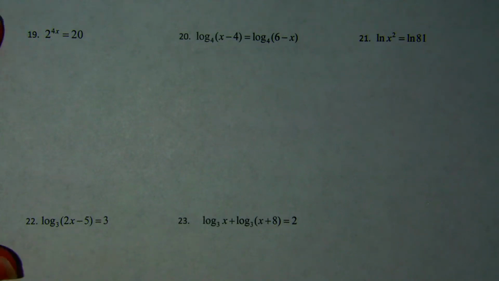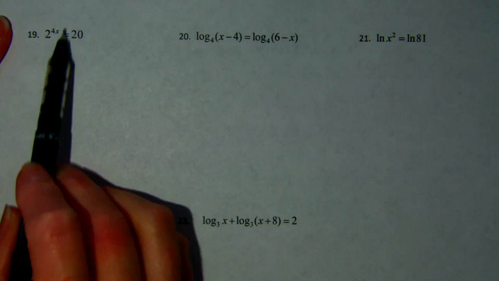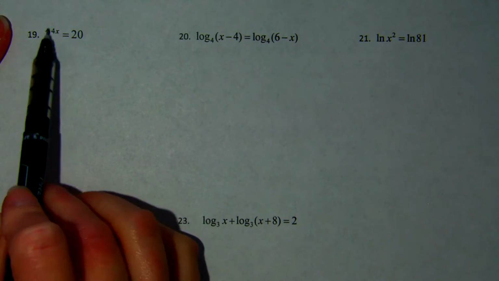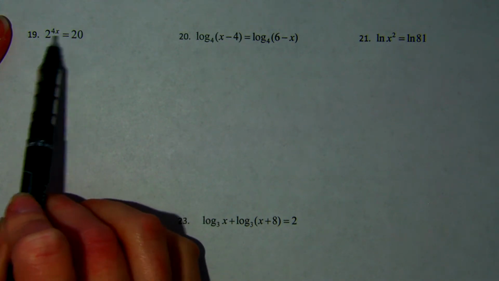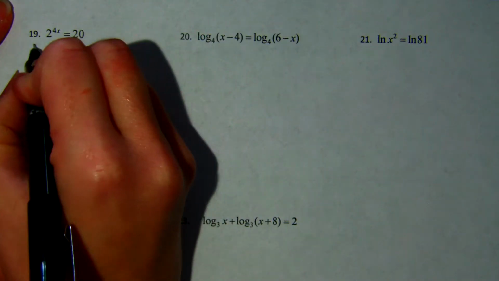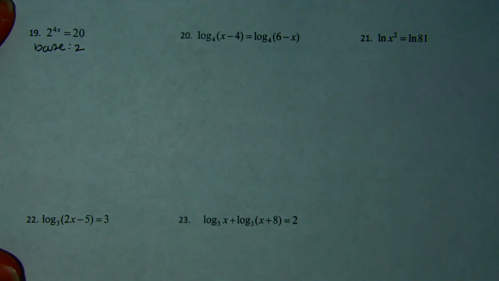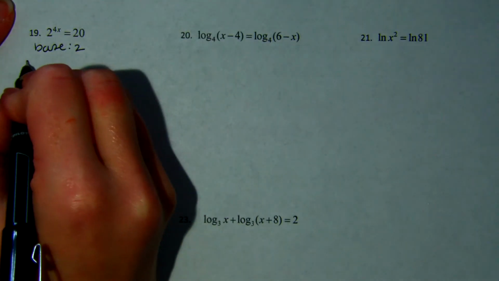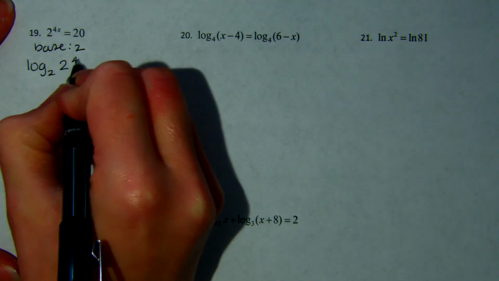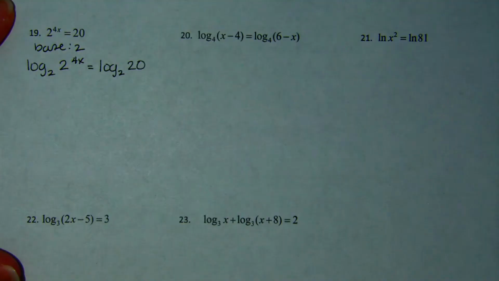All right, guys, we have one more exponential equation. Again, this is just an exponential expression on one side, and so you want to make sure that's alone. It is. There's nothing being added to it and nothing being multiplied by it. Here the base is 2. So when I take the log, I'm going to use base 2. This is log base 2 of 2 to the 4x is equal to log base 2 of 20.